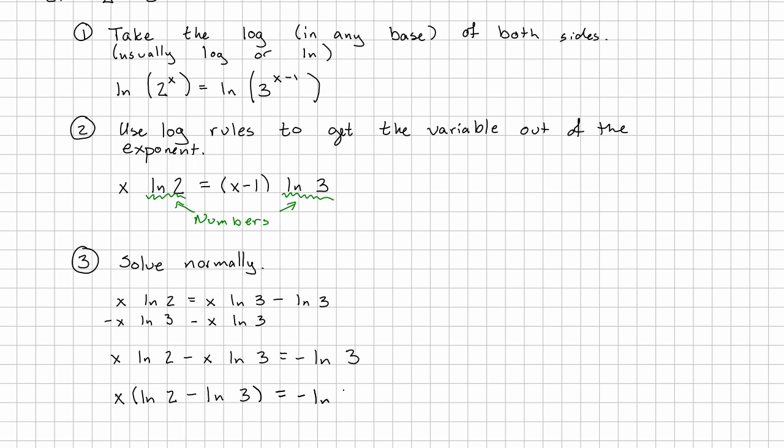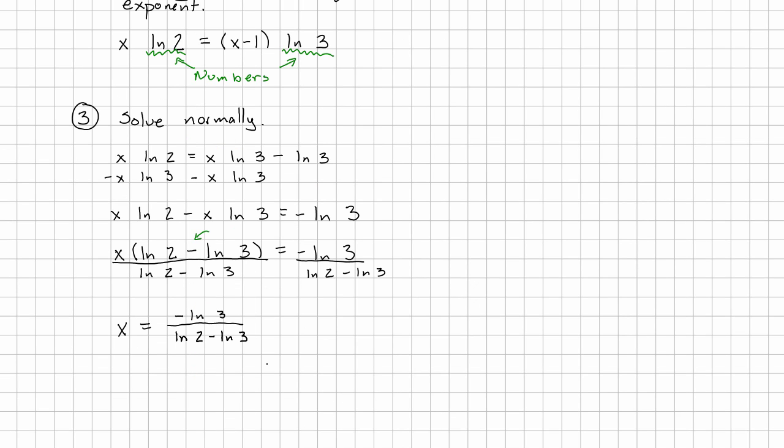And finally, we need to divide both sides by this number. So we'll divide both sides by ln 2 minus ln 3. And we're left with negative ln 3 over ln 2 minus ln 3.